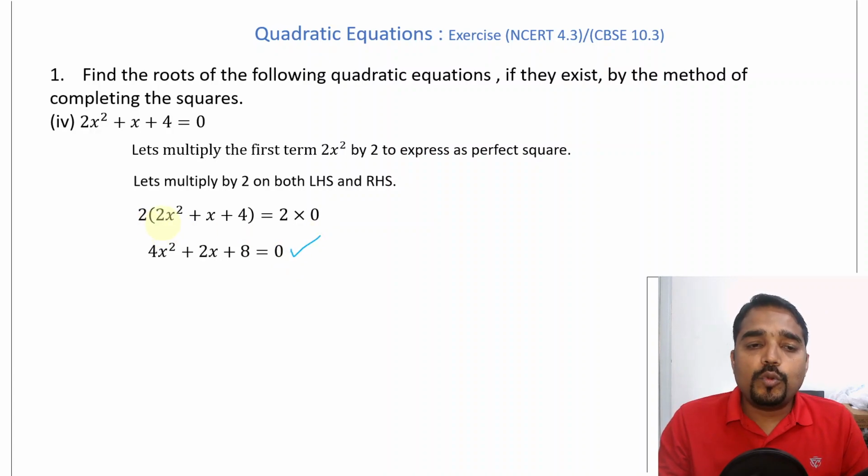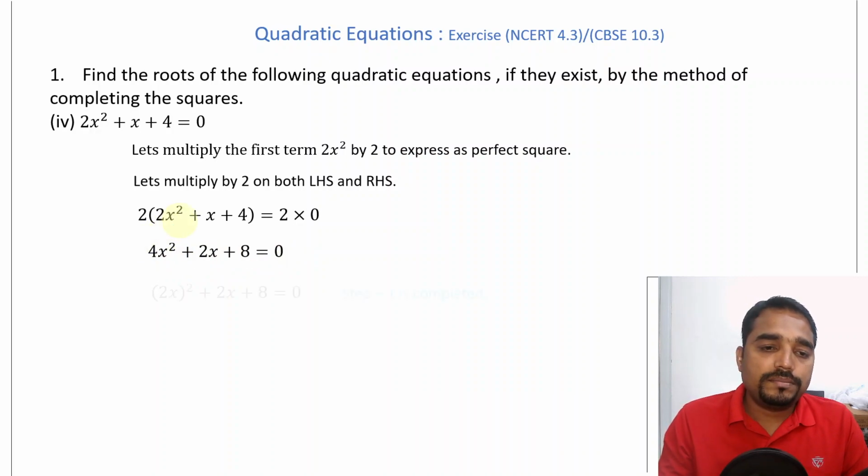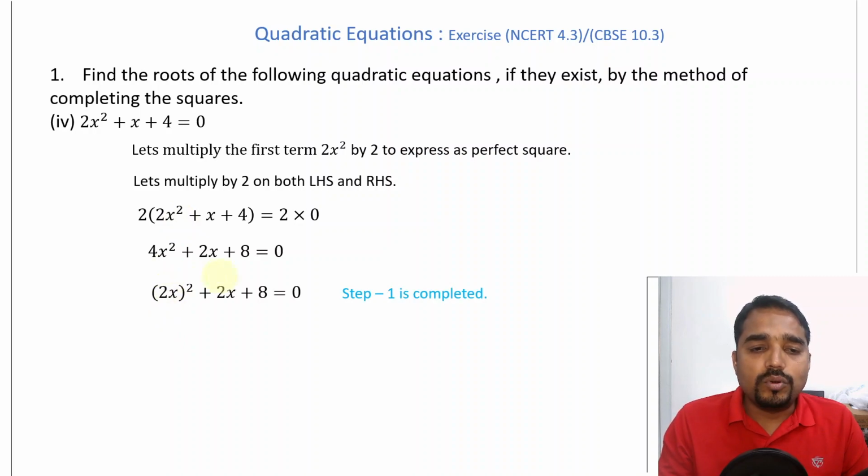Similarly, on LHS, 2 multiplied by 2x square is 4x square, 2 into x is 2x, and 2 into 4 is, 2 4s are 8. So therefore, we have got 4x square plus 2x plus 8 is equal to 0. Now, 4x square can be expressed as 2x whole square, that is 2x whole square plus 2x plus 8 is equal to 0. That is, the first term 2x square has been expressed as 2x whole square, that is, it has been expressed as a perfect square. Therefore, step number 1 is completed.